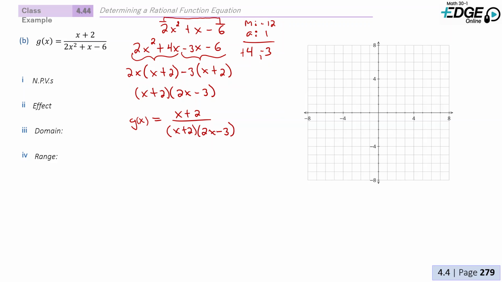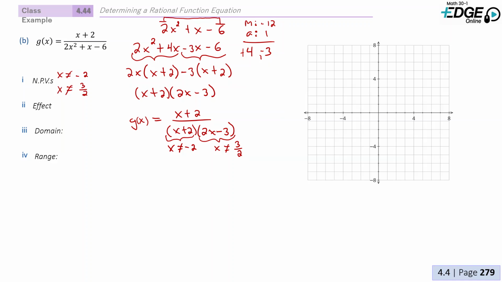Okay, so from here, let's take a look at our non-permissible values. So in this case, we can say that x cannot equal negative 2. And from this factor, we'll say that x cannot equal 3 over 2, just setting that equal to 0 and solving for x there. Okay, so these are our non-permissible values. Maybe we'll write them again up here. So x cannot equal negative 2, and x cannot equal 3 over 2.